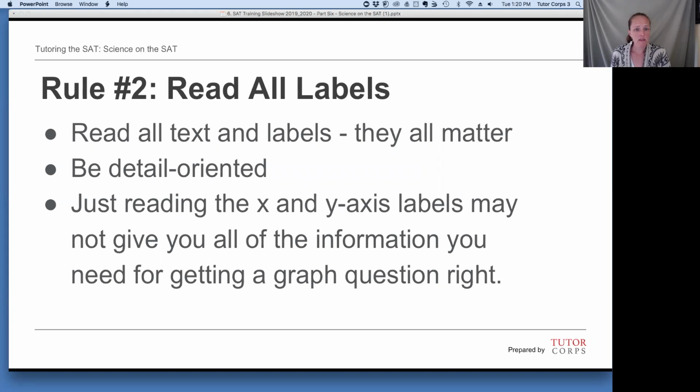The second rule is that the students should be reading all of the labels. Most of the charts and figures come with labels, which are very important, and students really need to be detail-oriented and know that they'll need all of the information provided to find the right answer choice.